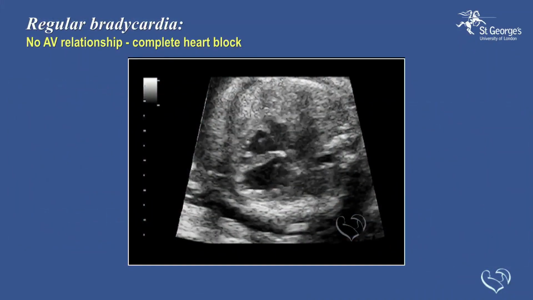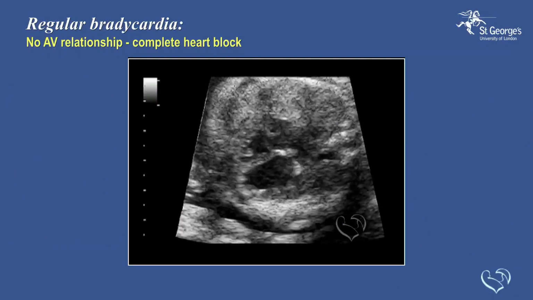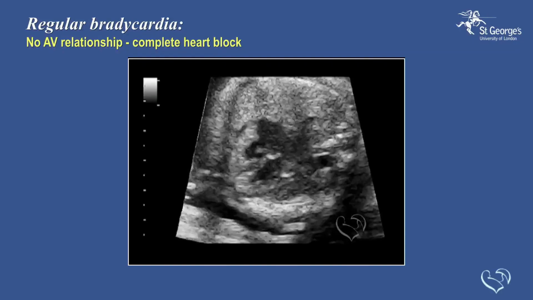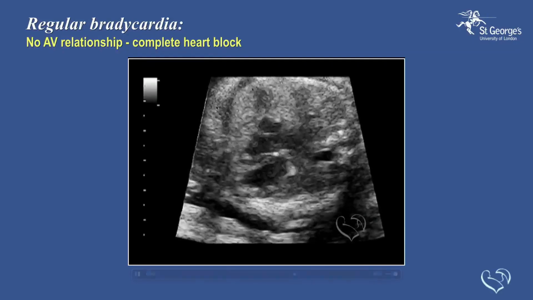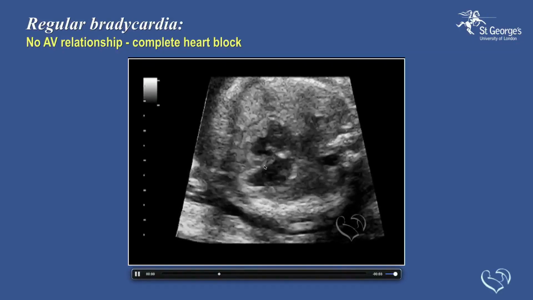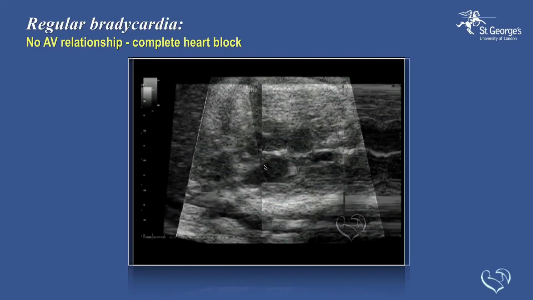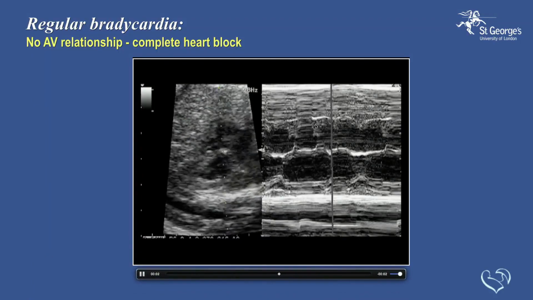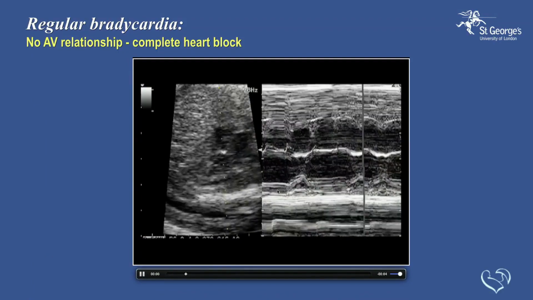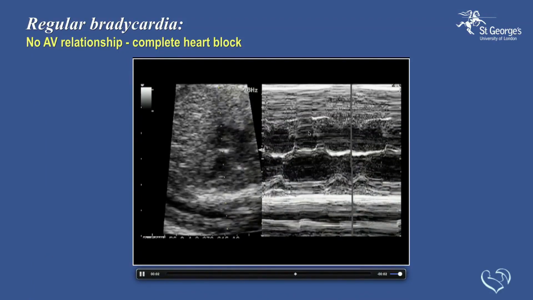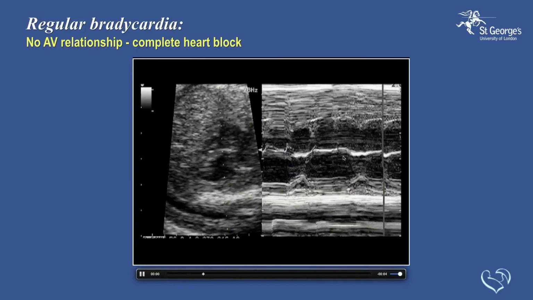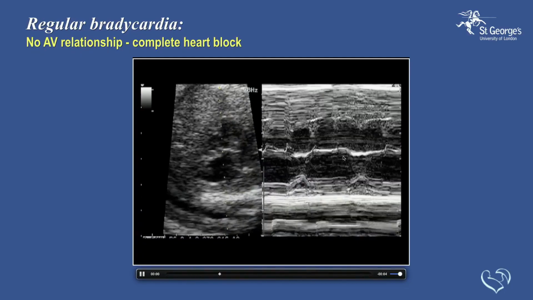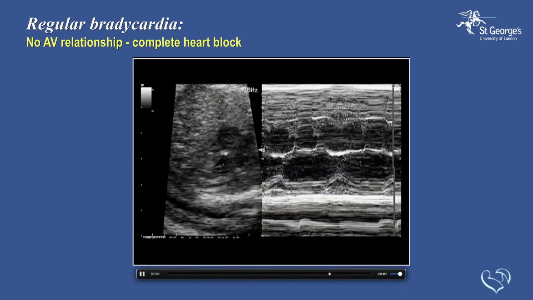And then we finally have a regular bradycardia which has no relationship between atrium and ventricles, which would be the complete heart block. The heart is usually quite globular, but you do need to see simultaneous recording. Here we have the atrium going very regularly and the ventricles going completely independently. If we stop that and try to time the relationship between the two, we will see there is no relationship between the atrium and the ventricles, so completely separate.